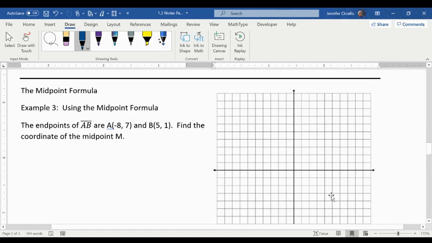So we're going to use the midpoint formula. They told us the endpoints, and we need to find the coordinates of our midpoint. So I'm going to just start by graphing these 2 points so that we can see what's going on.